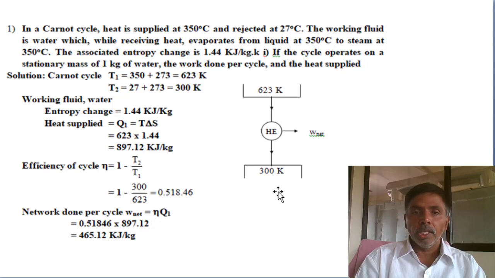One more problem. A Carnot cycle, heat supplied at 350 degrees centigrade, rejected at 27 degrees centigrade. So source temperature is 623 Kelvin and sink temperature is 300 Kelvin. The entropy change is 1.44 kilojoules per kg Kelvin. Next, heat supply Q equals T into delta S. T we know, 623, and delta S they have given as 1.44. So heat supply we calculated. Efficiency is 1 minus T2 by T1. The efficiency is 51.8%. Net work done equals efficiency into heat supply. You will get the net work done.